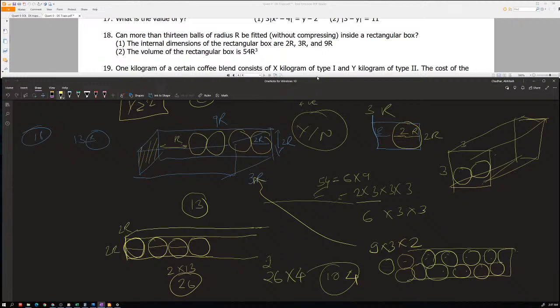So this becomes 12, and suppose we have one more here. So in this case, 1 2 3 4 5 6 7. So at least we would need 7 into 2R. That means 14R here. And suppose this guy is somewhere in between, the middle, so this becomes 3R, and the other dimension is 2R. So 14 into 3 into 2, right?